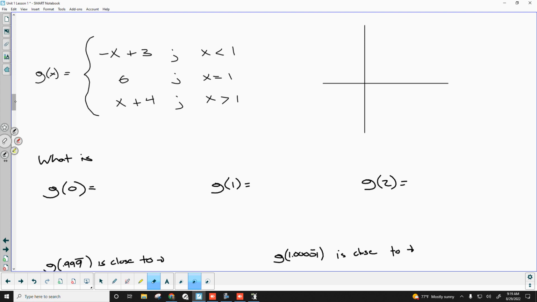Now, you don't have the graph. If you don't want to do the graphing part on the right side, don't do it. I'll do it. You just get the right answers for the 5 questions. G of 0, G of 1, G of 2. G of 0.9 repeated is going to be approaching this y value. G of 1.001, like 0 repeated followed by 1, is going to get close to this. Okay? And go ahead and check.